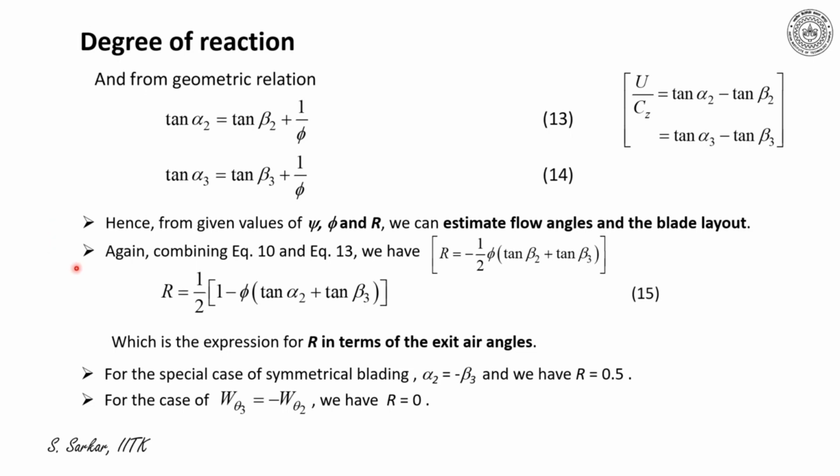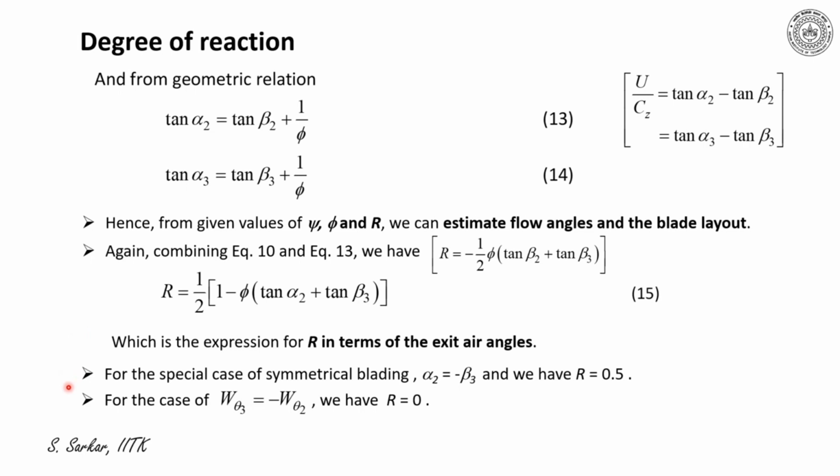Furthermore, combining equation 10 and 13, we can show that r is equal to half within the bracket 1 minus 1 by phi within bracket tan alpha 2 plus tan beta 3. Both alpha 2 and beta 3 are the exit angles. Thus, r here has been expressed in terms of exit flow angle.